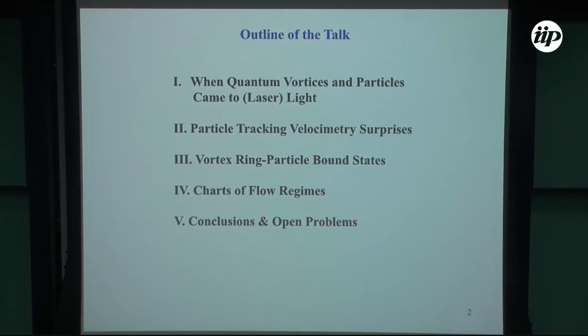There are some surprises when you try to apply some standard methods used in the detection of particles, using the particle tracking velocimetry technique that is common in classical fluids. But when you try to apply this in superfluid turbulence, you find interesting surprises. The idea here is to study what is going on with the particles. Sometimes they do strange things, and we want to understand that.